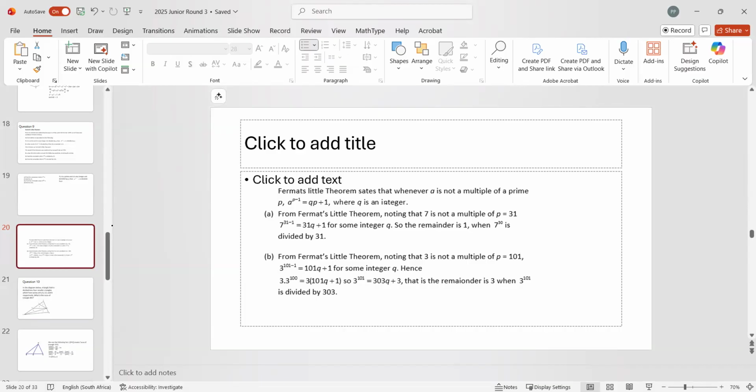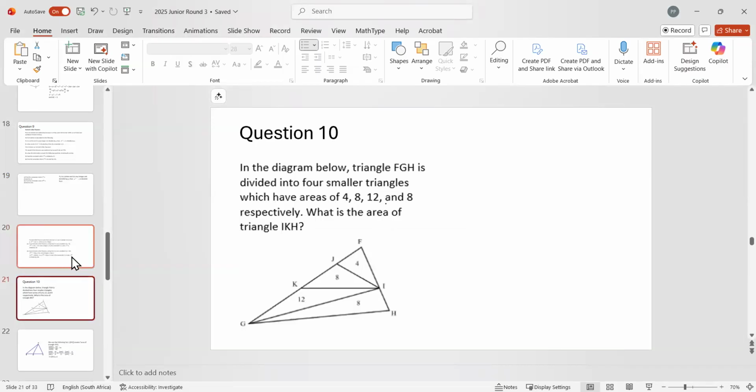Okay, this is the solution that I had. And have a look at that. Let's get on to question 10. Now, question 10 reads as follows. In the diagram below, triangle FGH. Okay, I won't read it. I will tell you what's going on here.